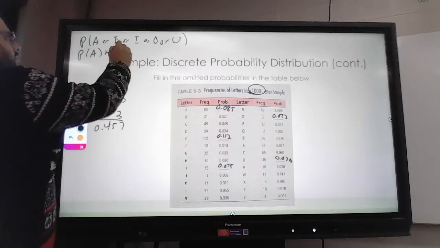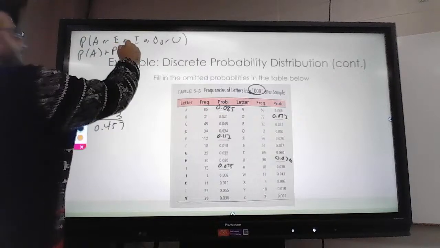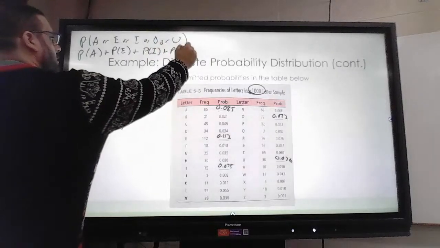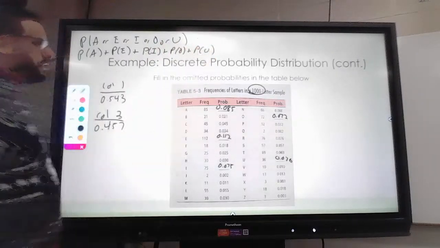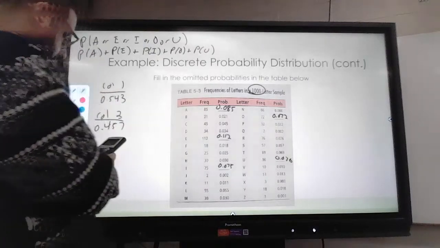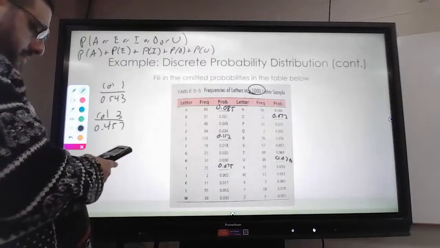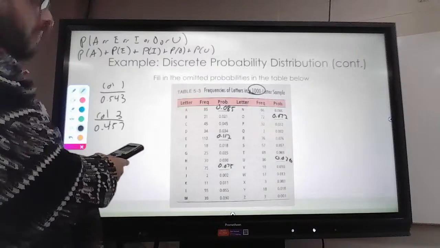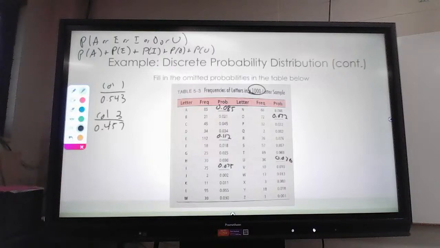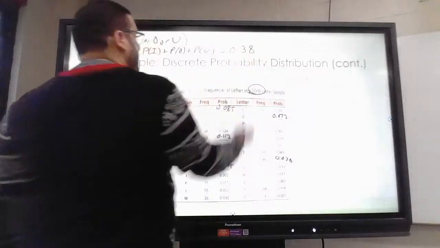So that means since I'm doing OR probabilities, I just add the individual probabilities together. P of A plus P of E plus P of I plus P of O plus P of U. And since we've already calculated those probabilities, we'll just add them all up. 0.085 plus 0.112 plus 0.075 plus 0.072 plus 0.036. And I get a value of 0.38 as my probability.